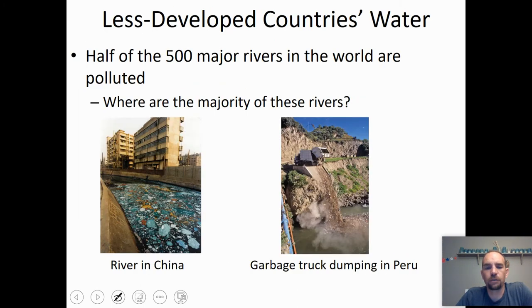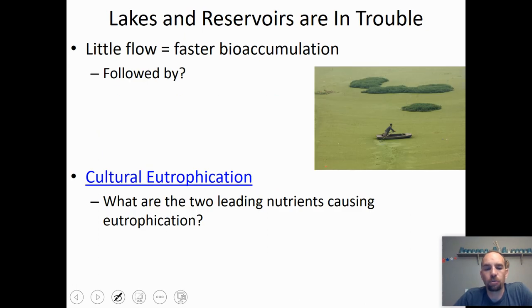We've talked about fish kills, so I think we're good on that. Cultural eutrophication, remember that is human-caused, mostly human-caused, where we see an abundance of growth, let's say algal blooms, and the two leading nutrients to that is your nitrogen and your phosphorus, which mostly come from your fertilizers.